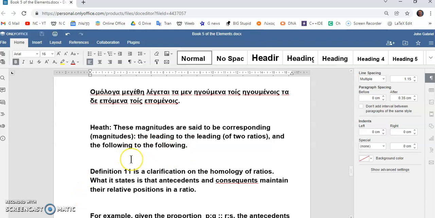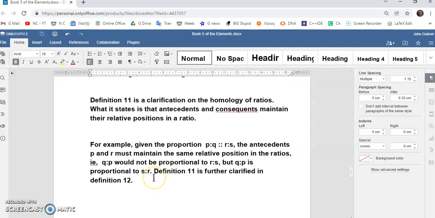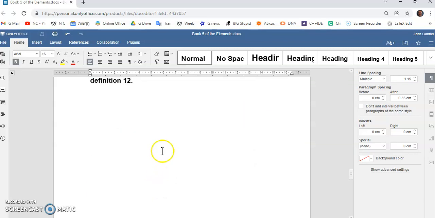So for example, if you have the proportion P colon Q to R colon S, the antecedents P and R must maintain the same relative position in the ratios. Meaning that Q colon P would not be proportional to R colon S, but Q colon P is proportional to S colon R. That's what definition 11 is telling us, and it's further clarified in definition 12.